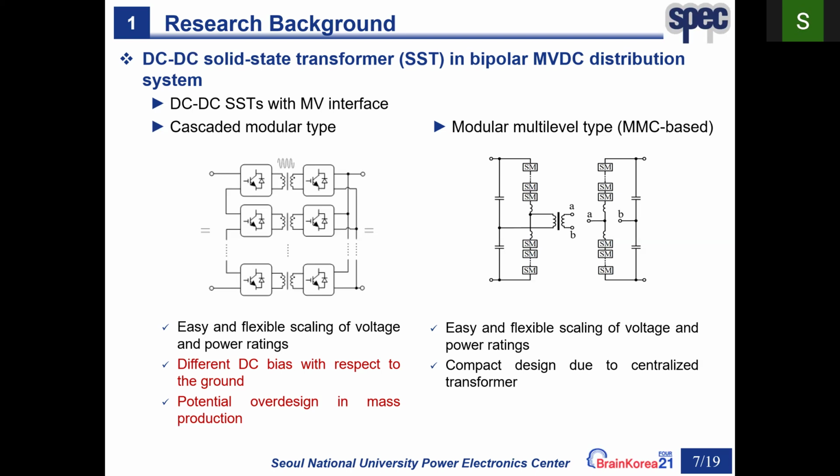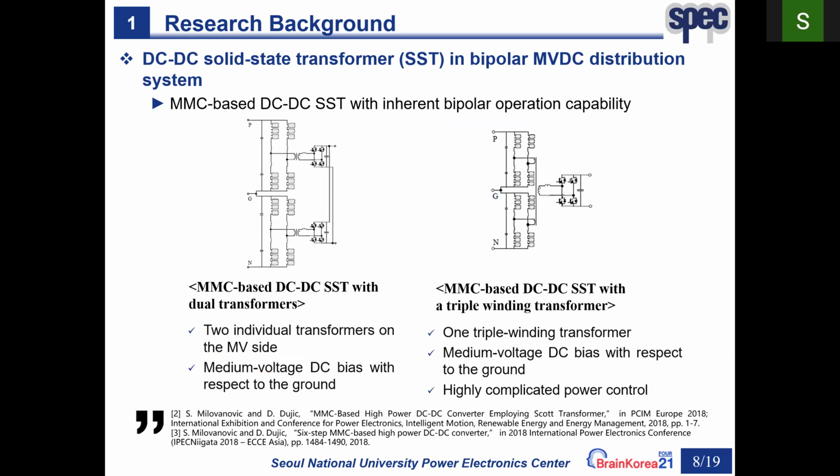Comparatively, the modular multilevel-based DC-DC SST also features high scalability and easy redundancy thanks to the modular structure. Since the magnetic coupling can be concentrated in a single central transformer, the overall insulation design of the whole system can be optimized, and therefore the MMC topology is discussed as the medium voltage interface. However, as is well known, the conventional MMC-based DC-DC SST does not include the bipolar operation capability, so an extension of the topology is necessary.